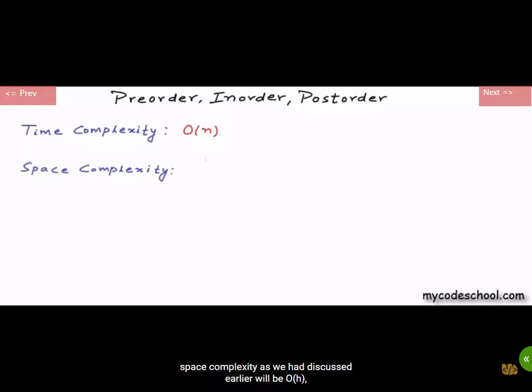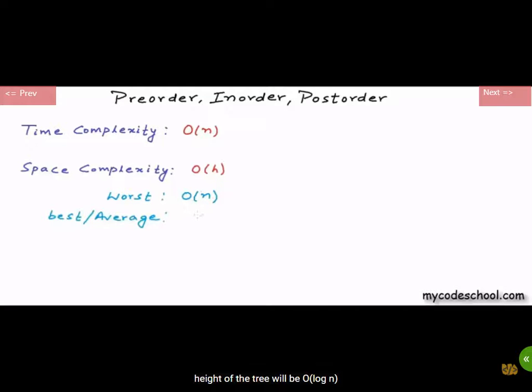Space complexity, as we had discussed earlier, will be big O of h, where h is the height of the tree. Height of a tree in the worst case will be n minus 1. So in the worst case, space complexity of these algorithms can be big O of n. In the best or average case, height of a tree will be big O of log n to the base 2. So we can say that in the best or average case, space complexity will be big O of log n.